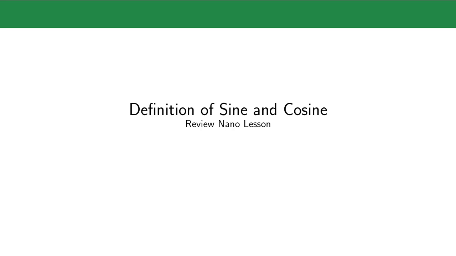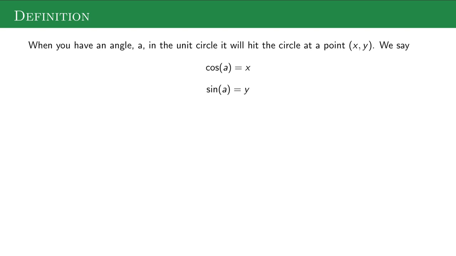In this review video, we're going to quickly review the definition of sine and cosine. So the unit circle definition of sine and cosine is you have an angle A in the unit circle. You can hit the unit circle at exactly 1 point, (x, y). We call the x value the cosine of the angle. We call the y value the sine of the angle.